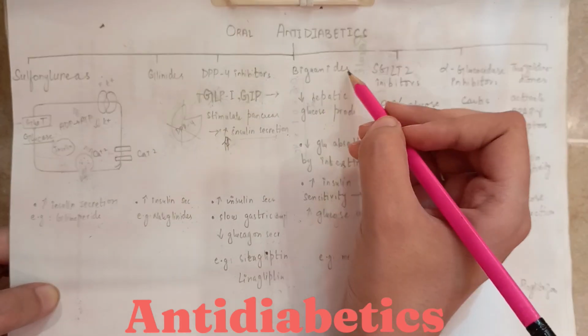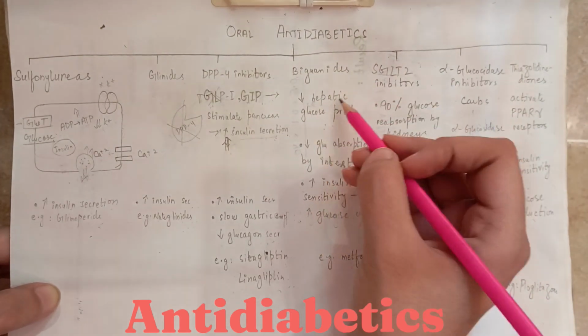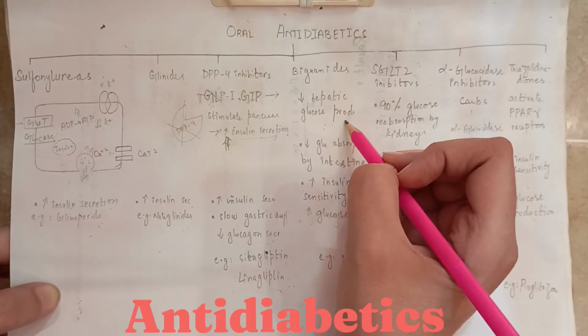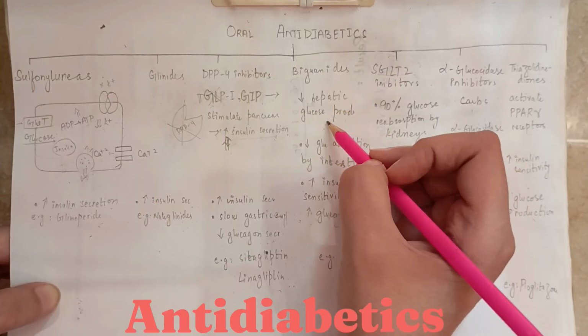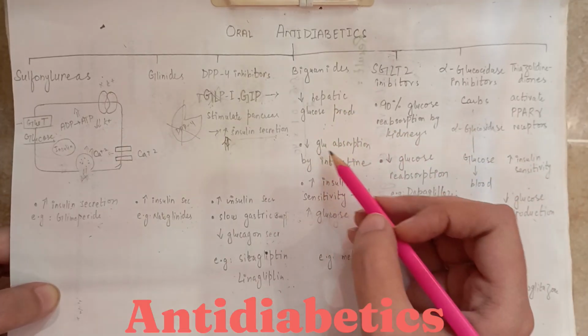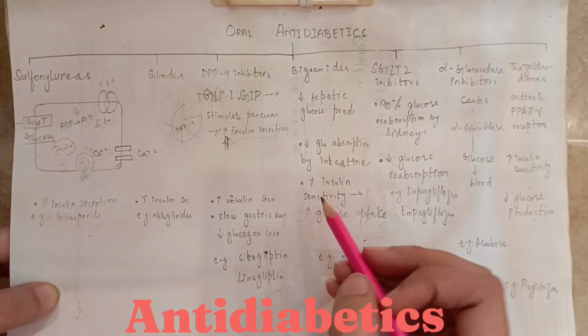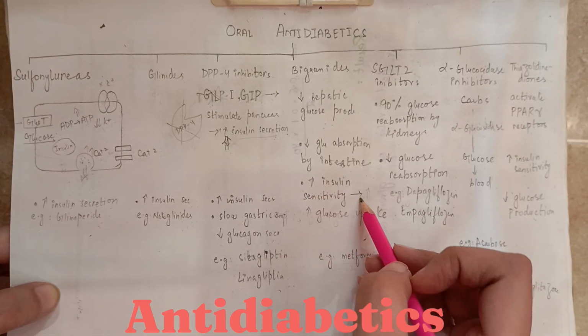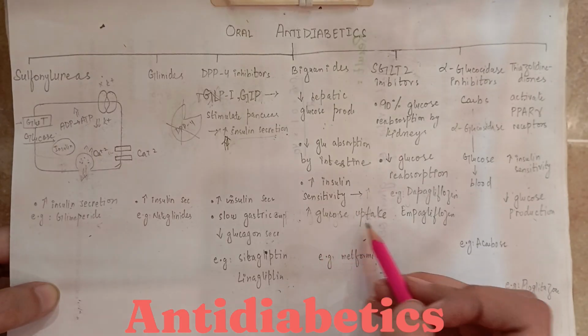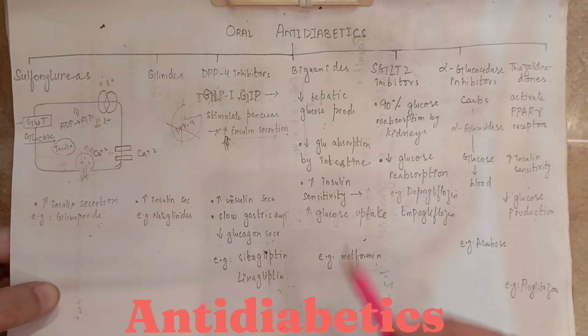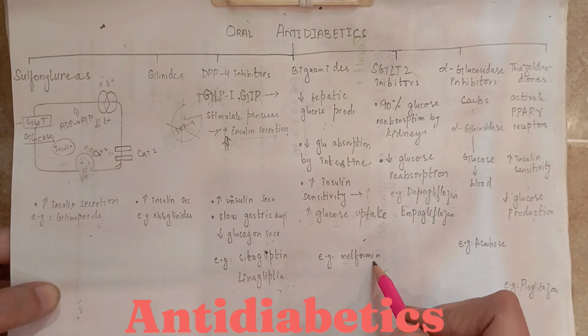The next class is biguanides, which decrease hepatic glucose production, meaning decrease liver production of glucose, decrease glucose absorption by the intestine from the food, and increase insulin sensitivity, resulting in increased glucose uptake from the blood. And the most common example is metformin.